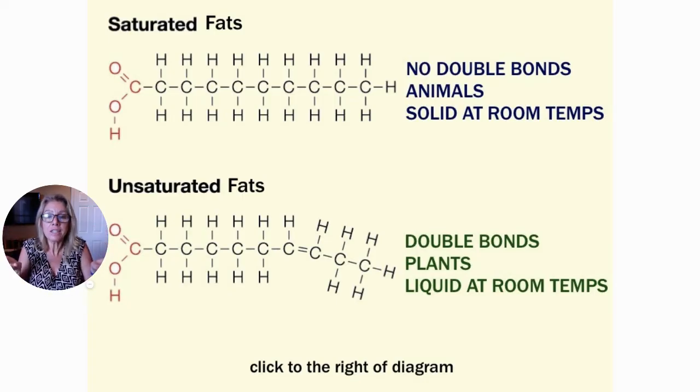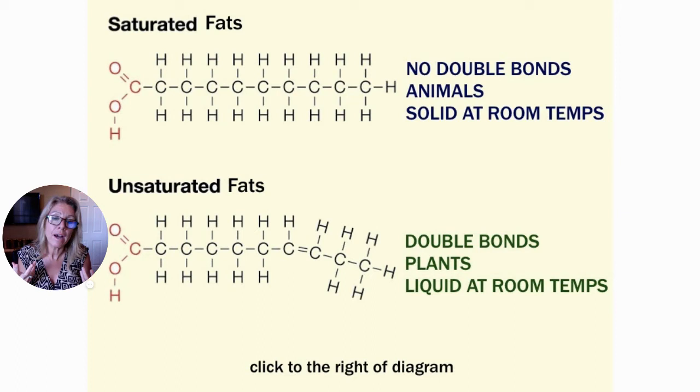An unsaturated fat, look at the difference, compare those two, okay? You can see this unsaturated fat has a double bond right here, so it doesn't need a hydrogen here or here. So that's why it's unsaturated, because of the double bonds. These are typically found in plants, the way they generate fats, and they are liquid at room temperature because they have a little kink in their chain. They don't stack up well, and so they form a liquid.